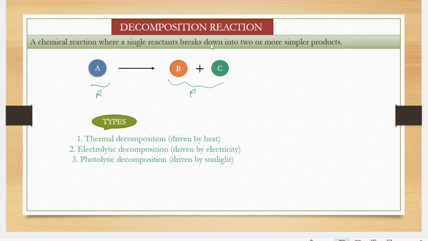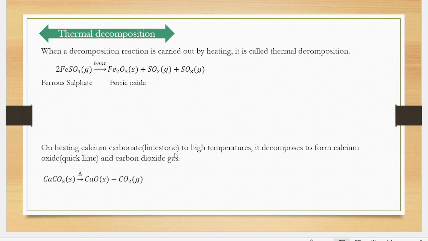डिकम्पोजिशन रिएक्शन तीन प्रकार के होते हैं. It is of three types: thermal decomposition, photolytic decomposition, and electrolytic decomposition. Now, what is a thermal decomposition? When decomposition reaction is carried out by heating, it is called thermal decomposition. Now, how does thermal decomposition reaction take place? It takes place by heating. This reaction is carried out by heating.